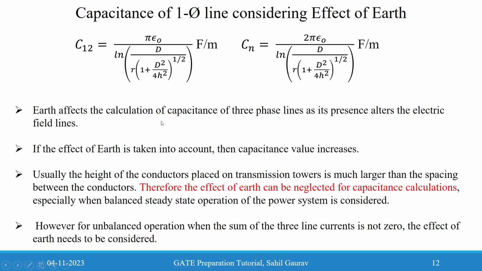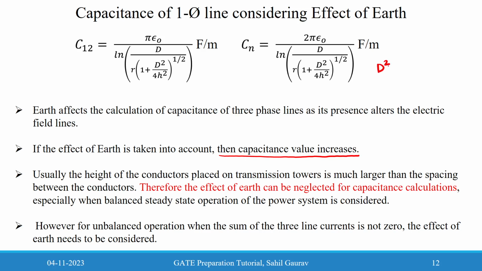The earth affects the calculation of capacitance of three-phase lines as its presence alters the electric field lines. If the effect of earth is taken into account, the capacitance value increases. So this is an important point. Now, the height of conductors placed on transmission towers is much larger than the spacing between the conductors, therefore the effect of earth can be neglected for capacitance calculation, especially when balanced steady state operation of the power system is considered.